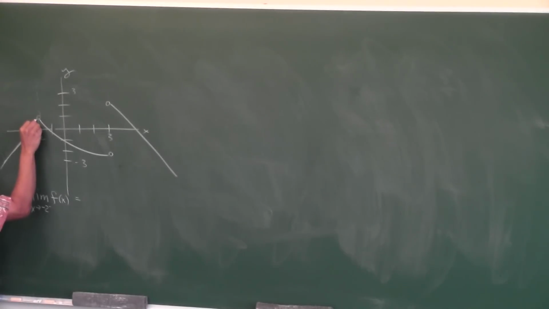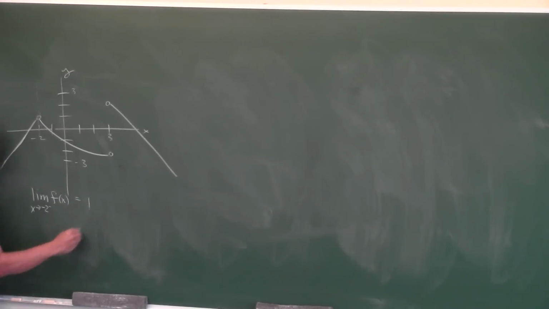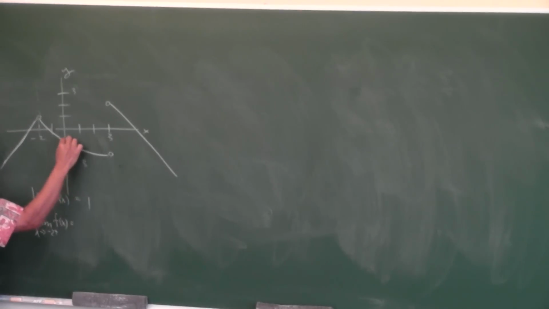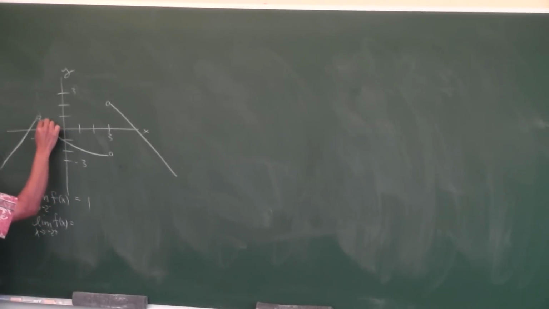The y coordinates are getting closer and closer to what number? 1. Because the graph is getting closer and closer to this point right there. And what's the y coordinate of that point? 1. What is the limit of this function as x approaches -2 from the right? So coming from the right, the y coordinates are getting closer and closer to what? 1, because the y coordinate of that point is 1, right?